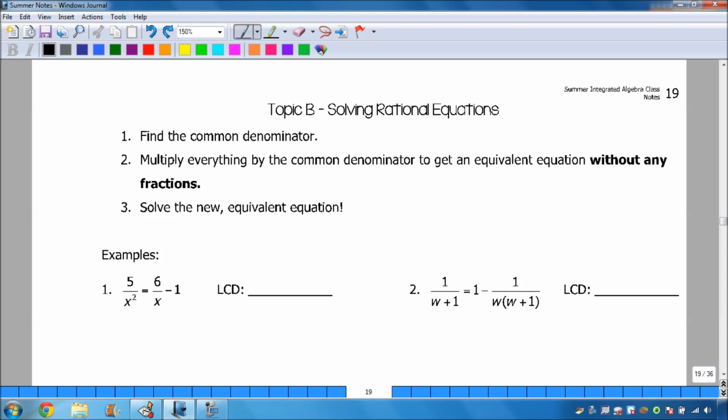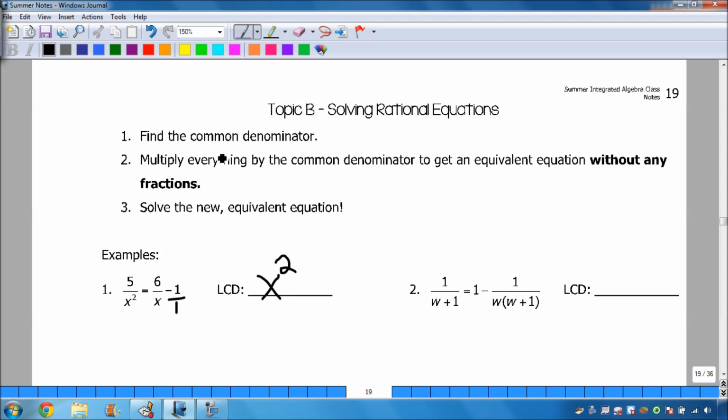So the first thing you're going to do, according to this problem, is find the common denominator. My denominators in example number 1 are x squared, x, and then this just has an invisible denominator of 1, right? So I'm going to find the LCD by looking for, we said, the highest exponent, if you remember. So my LCD is going to be x squared, okay?